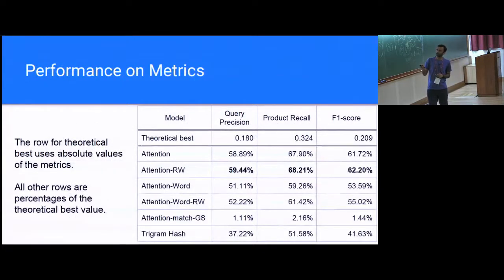So the first row is the theoretical best. We just ran a brute force search and came up with the 5 recommendations that do best. As you can see, the difficulty is visible in the numbers we get. The sparse data means that you don't get two good numbers. The rest of these are percentages. Attention is the standard attention model using trigrams. RW is where positive sampling is done using the long random walks. As you can see, you get a couple of percentage points better once you do the random walk thing.